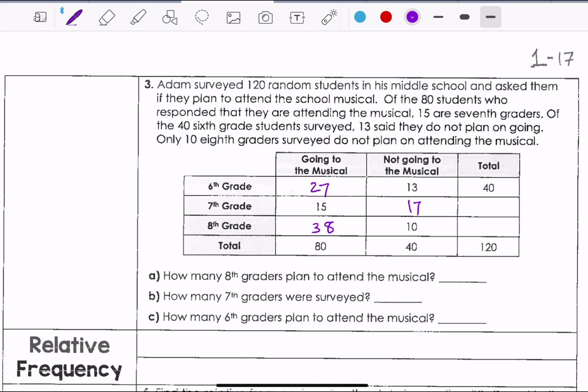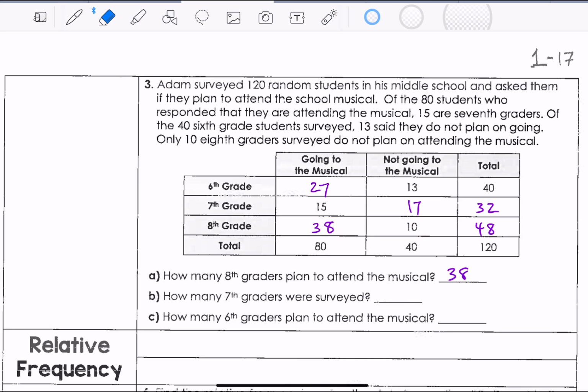And now I'm just going to add up 15 and 17 in the second row to get 32 total 7th graders, and I'm going to add up 38 and 10 to get 48 total 8th graders. So I filled in all my numbers in my two-way table. So part A asks me how many 8th graders plan to attend the musical. So if I look at my 8th graders, I know that 38 are going, 10 are not, so the answer is going to be 38 are planning on going.